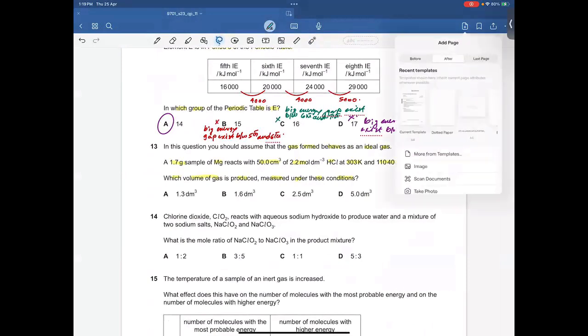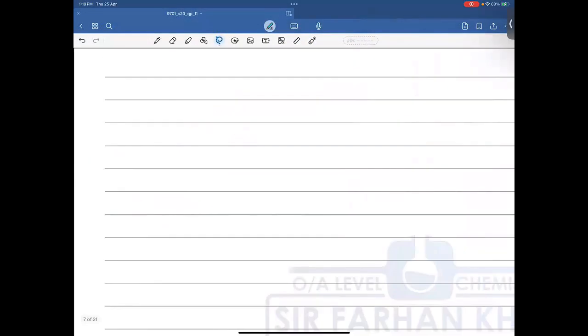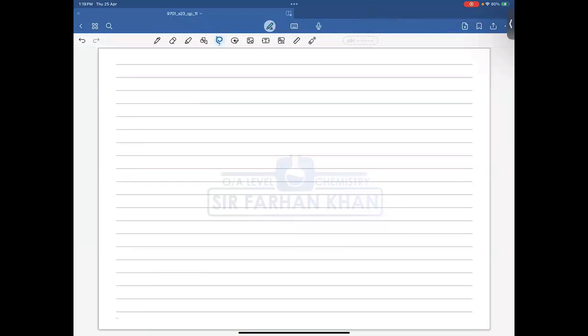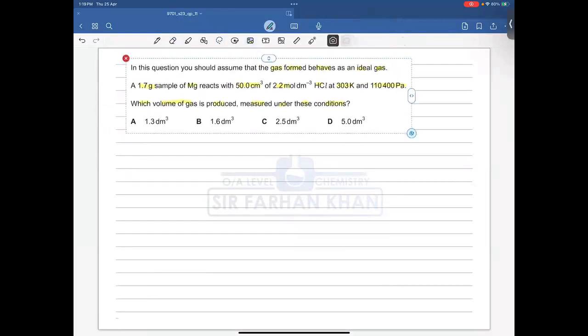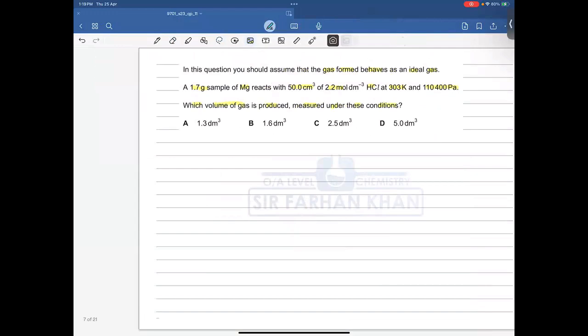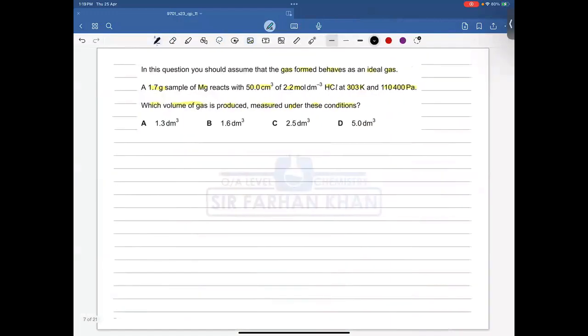So let me take another page. First of all, magnesium and hydrochloric acid are reacting together, so first write the equation. Let me write the question here. And this is basically question number 13.